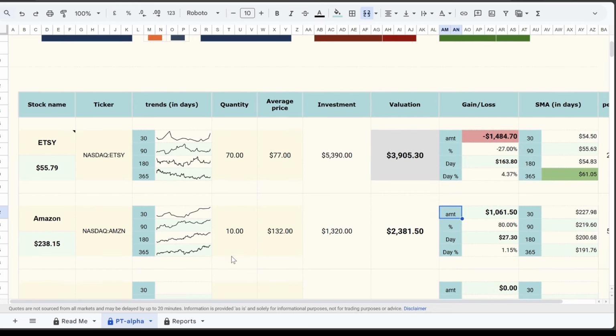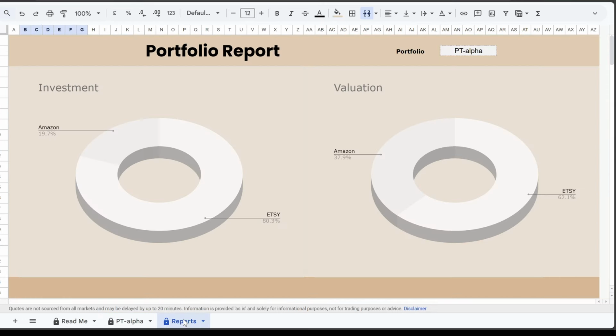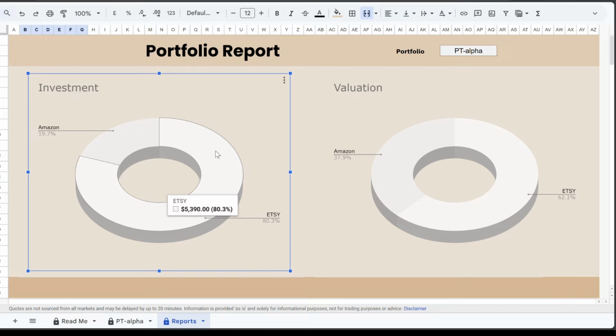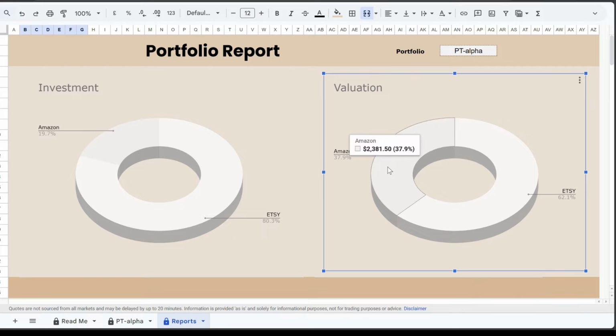Now we will move to the report section to check different components, which help us in thorough analysis of our portfolio. The first section is the donut charts. Left side is for investment. We can see how much investment we have for each stock. Right side donut chart is for valuation comparison for each stock.